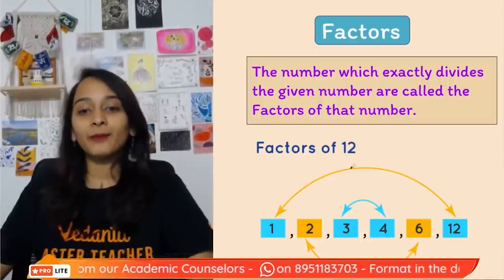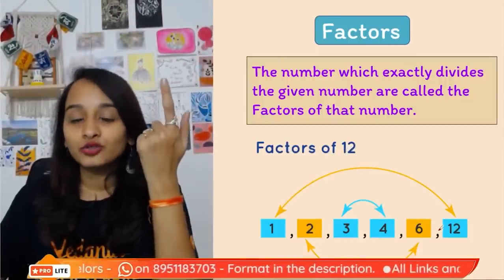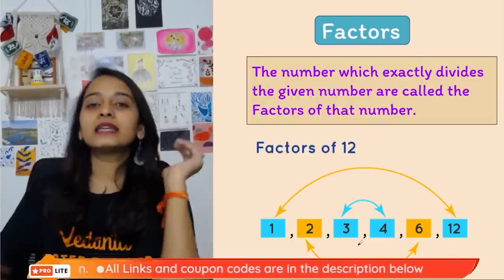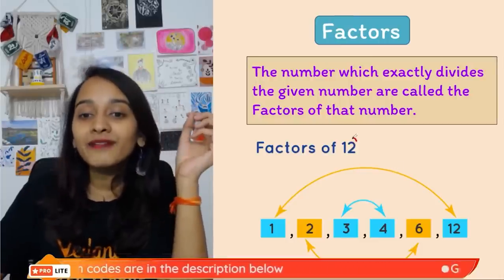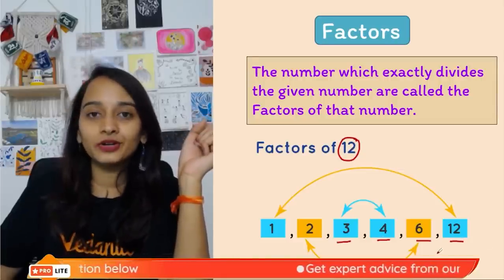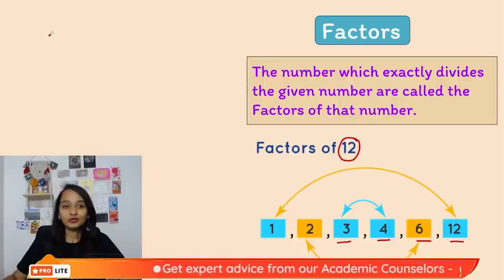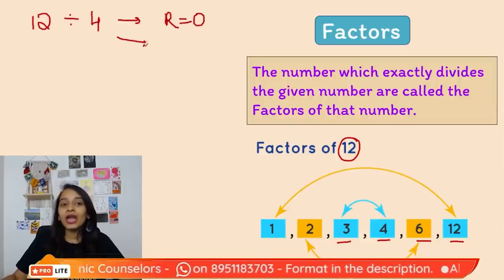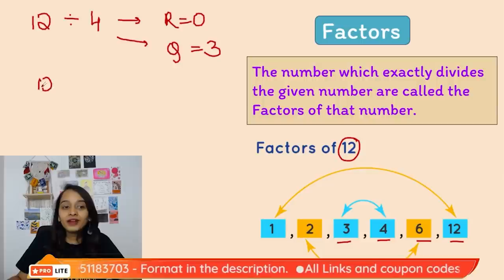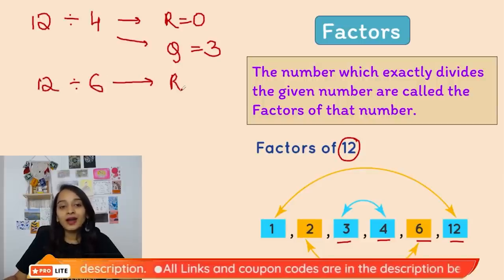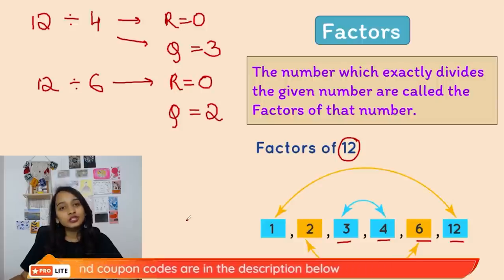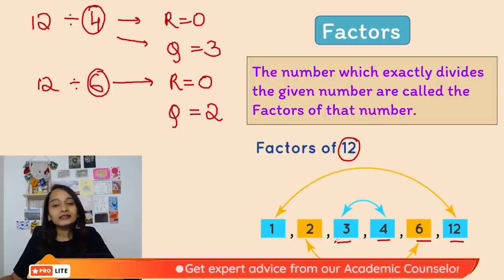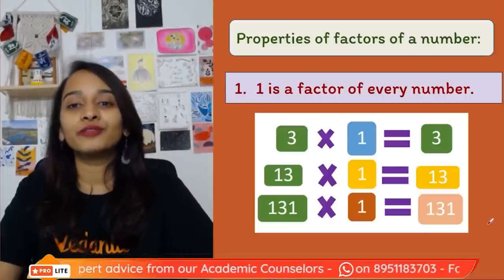Similarly, we are going to talk about the number 12. What are the factors of 12? 1 into 12, 2 into 6, 3 into 4. Correct? Yeah, 4 into 3, yeah, 6 into 2, yeah, 12 into 1. These are the factors, right? Why? Because when you divide the number 12 by any of these numbers, the remainder will always be 0. When 12 is divided by 4, the remainder is 0 and the quotient is 3. When you divide 12 by 6, the remainder is 0 and the quotient is 2. So, that's when you can say that 4, 6, 2, 1, 3, 12 are factors of the number 12.